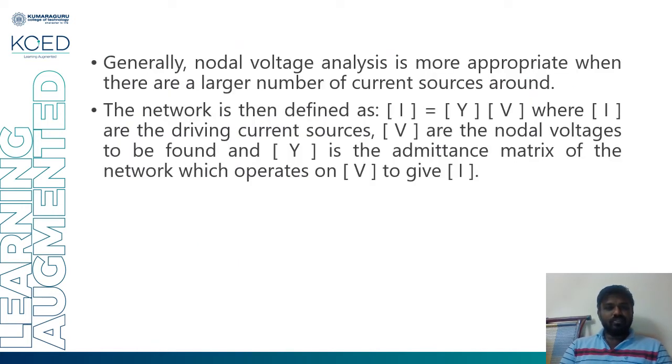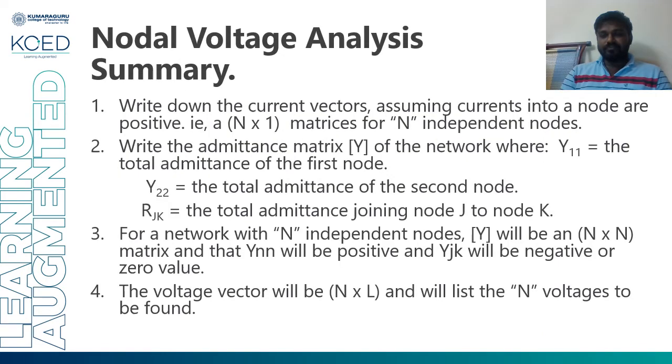Generally, node voltage analysis is more appropriate when there are a large number of current sources around. The network is then defined as I is equal to Y into V, where I are the driving current sources, V are the nodal voltages to be found, and Y is the admittance matrix of the network, which operates on V to give I.